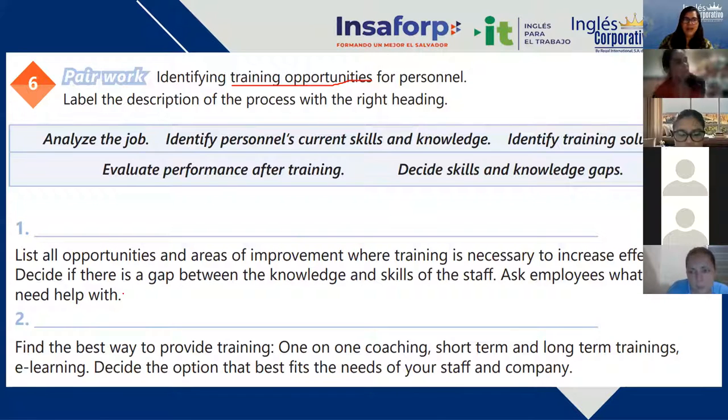See? And then you decide if there is a gap. ¿Qué es un gap? Un vacío, right? Between the knowledge and the skills of the staff. So, ¿qué sabe? ¿Qué debe saber? Right? Ask employees what areas they need help. So, I will go for this one. Yes? Decide skills and knowledge gaps.